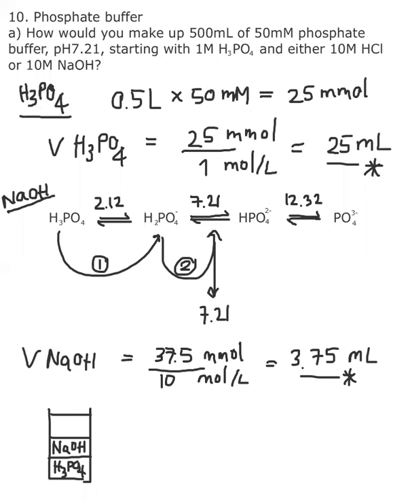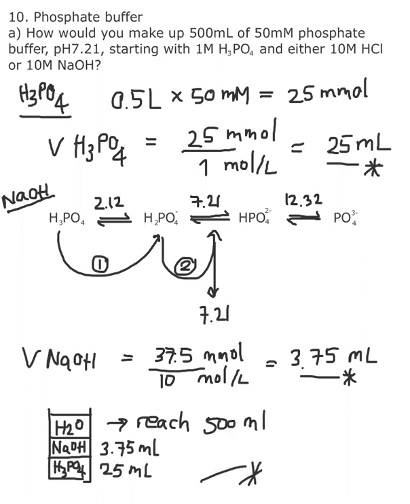In summary, you have to pipette 25 milliliters of H3PO4, pipette 3.75 milliliters of sodium hydroxide, and then top up with water to reach 500 mL.